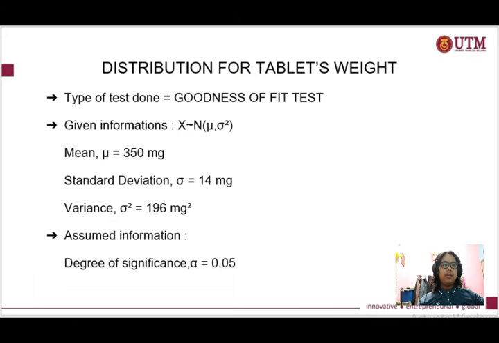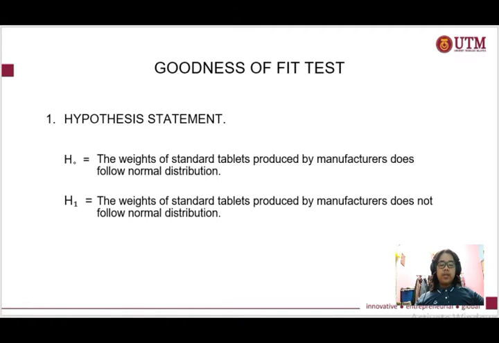So for part B, the type of test done is the goodness of fit test, and the given information is that the data follows a normal distribution with a mean of 350 milligram and a standard deviation of 14 milligram. So we assume that the level of significance is 0.05. So first we do a hypothesis statement.